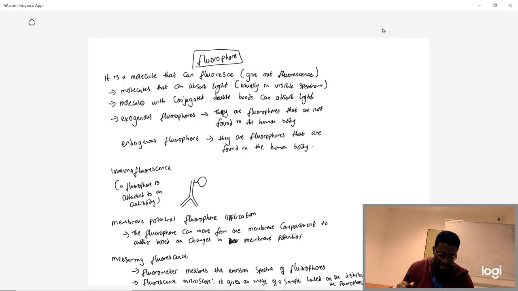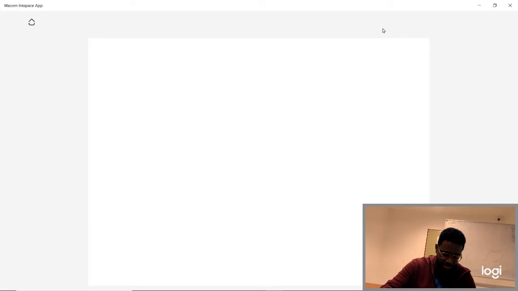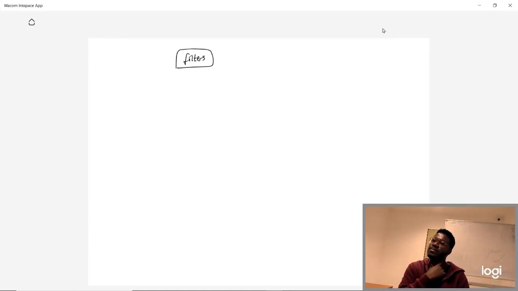Okay, so measuring fluorophore. Okay, let's talk about filters. Filters are very important for fluorescence. We have already mentioned one type of filter so far. That's the monochromator. In measuring fluorescence, you can calculate the photon yield.